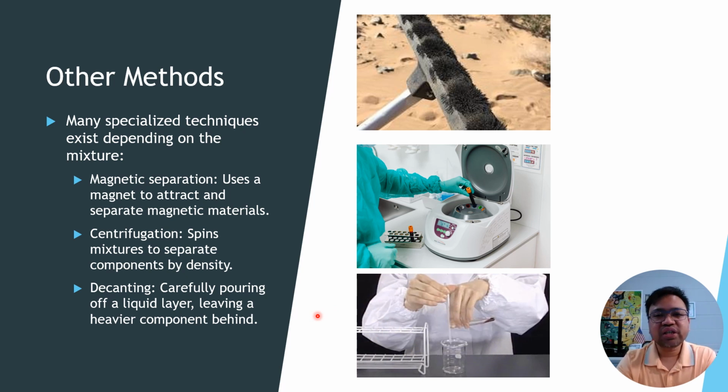Lastly, decanting, the gentle art of separation. This method involves carefully pouring off a liquid to leave behind solids or a denser liquid. It's a technique as ancient as winemaking, where the wine is decanted to separate it from the sediment. Decanting is not just about simplicity but also about precision, allowing for the separation of liquids and solids without the need for elaborate equipment.